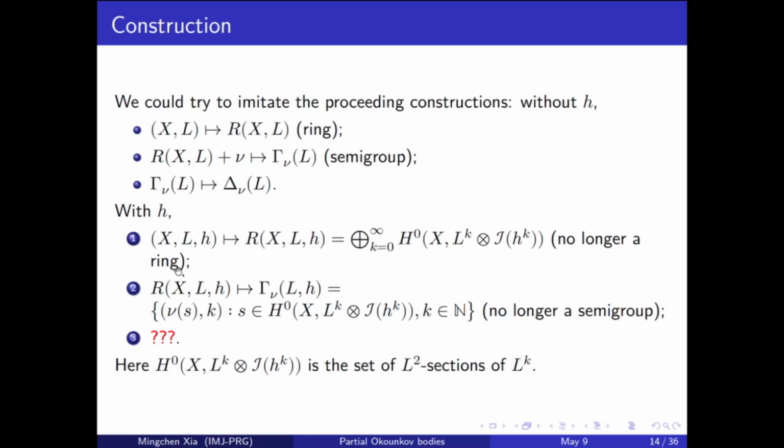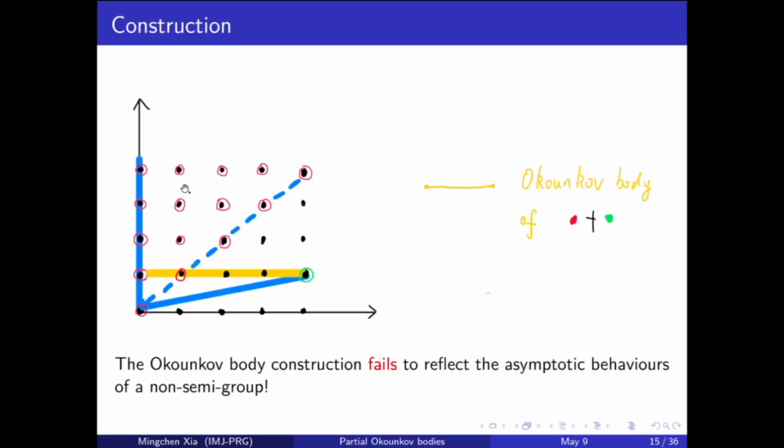Let me show you a picture about what goes wrong if our object is no longer a semigroup, and if we try to follow the same approach as in the Okounkov bodies case. Let's come back to the picture we already mentioned earlier on. These are the semigroups constructed from O(1) on P1, I mean the red points. But now, assume that we are adding a single point to the picture, the green point.